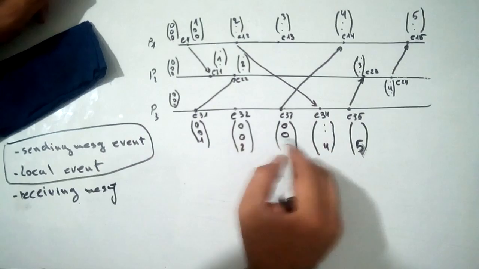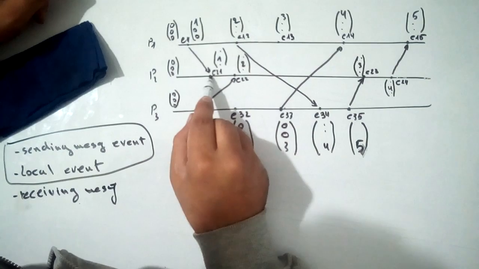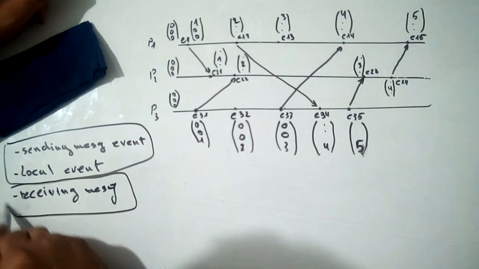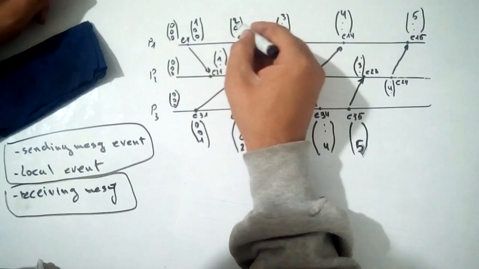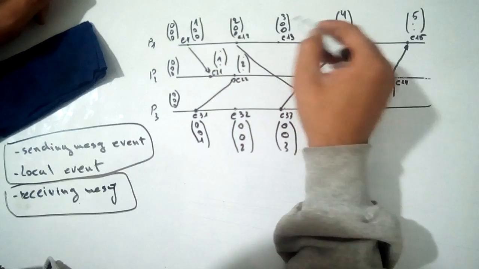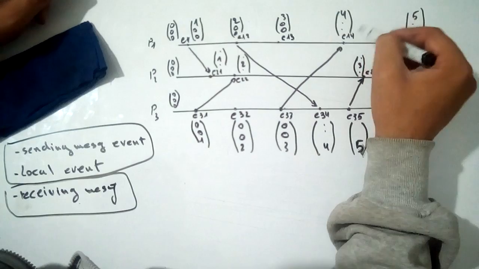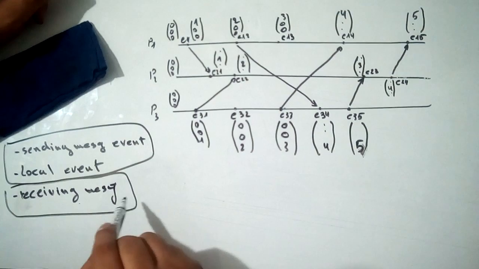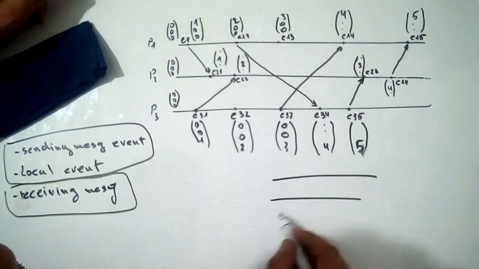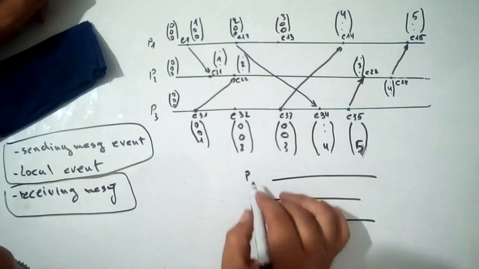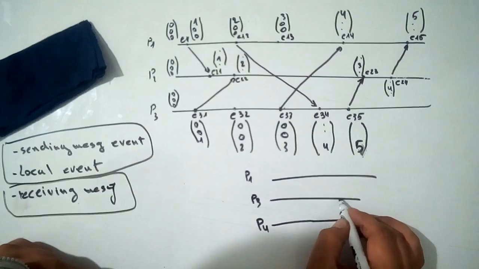Now the case of a receiving message. We must see another rule. This is a sending message, so zero zero. This is a local event, zero zero. That's a receiving of message, so there is another rule. Let's see the rule if we have a receiving of message event, for example with three processes like our example, if we have a receiving message here.